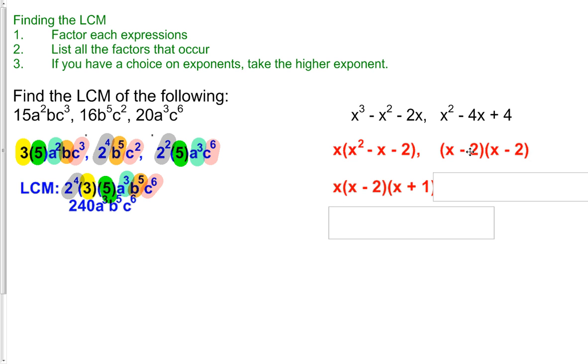On this side, we have x minus 2. We have it as a factor twice, so we can write that as x minus 2 squared. And that will simplify this side a little bit.